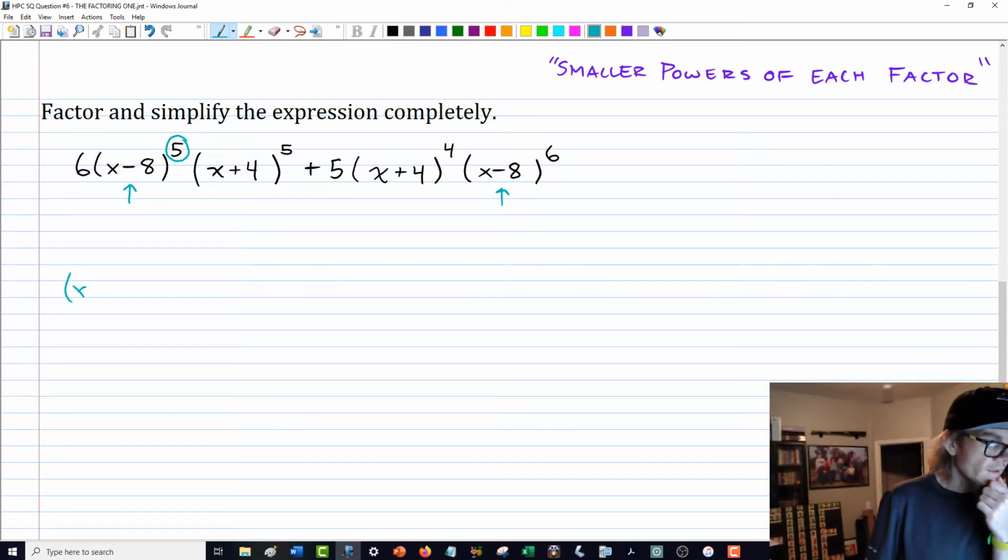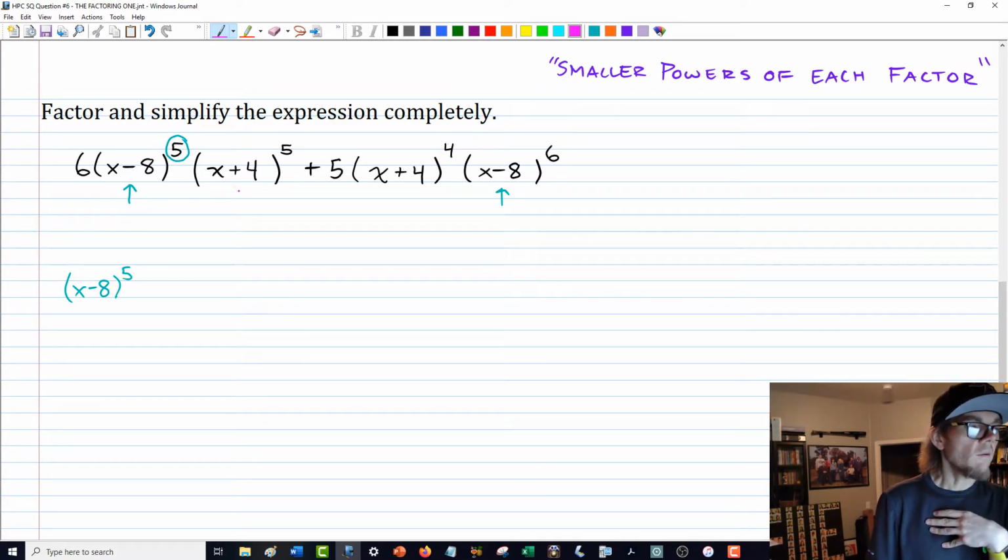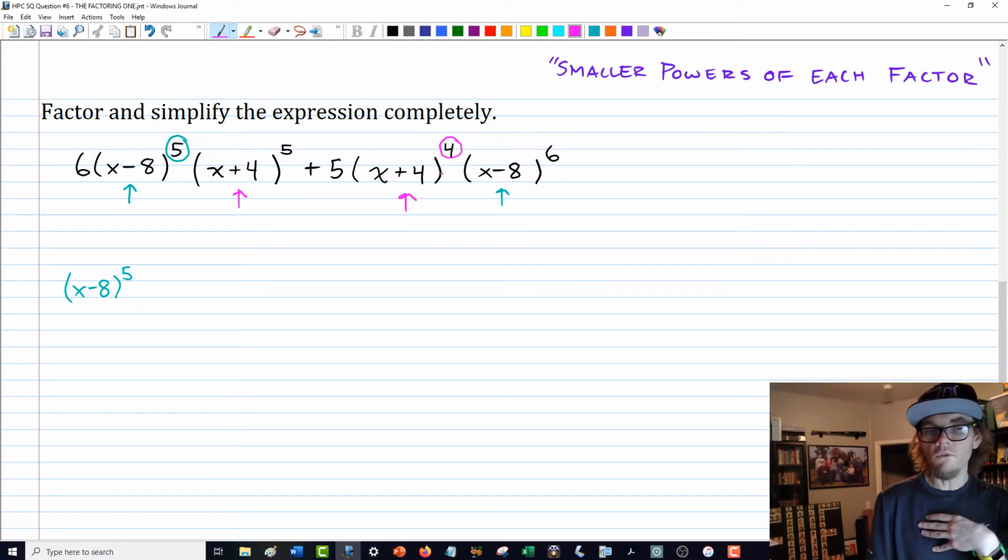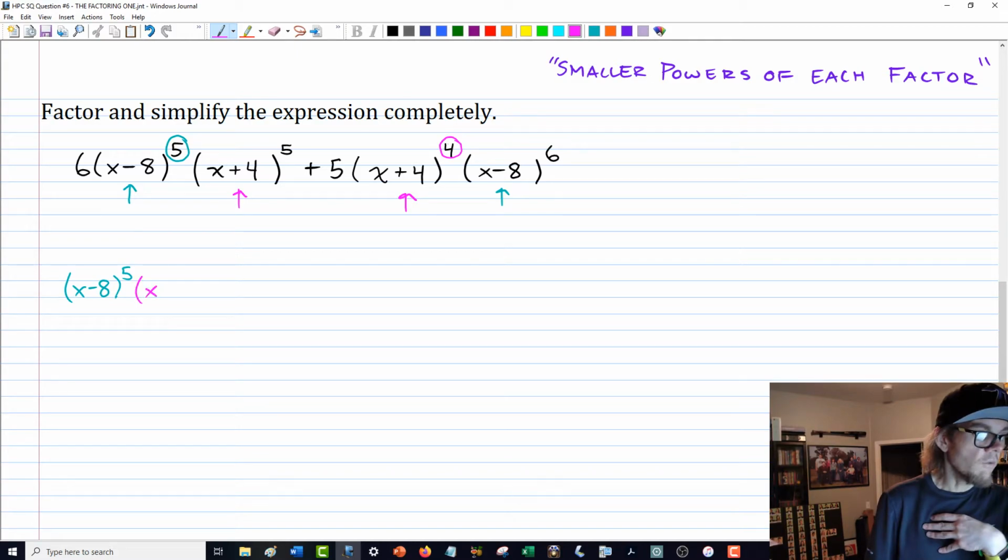So I'll go ahead and do that. (x - 8)^5 is coming out. Likewise, we have (x + 4)^5 and (x + 4)^4. The smaller power is the 4th, so part of my GCF will be (x + 4)^4.